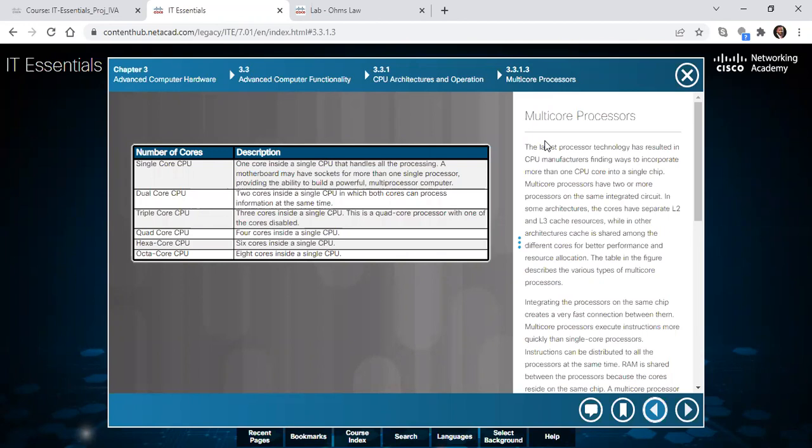So the single core generation came first. Two years later, the dual core generation came. After another two years, the triple core generation came. After another three years, the quad core generation came, something like that. So we now have all these CPUs available from their production.